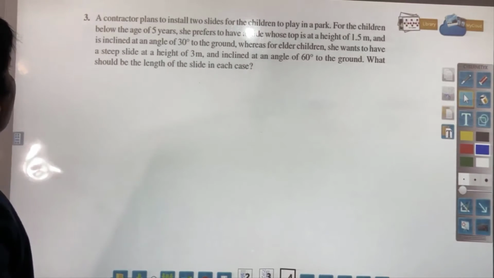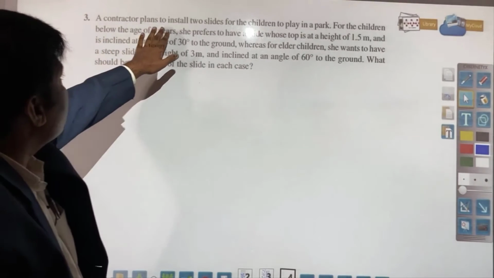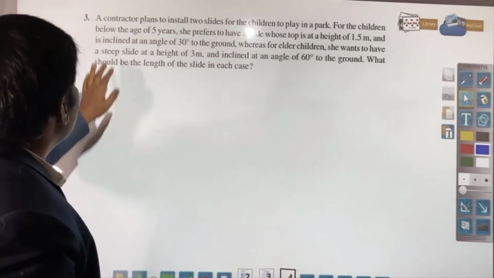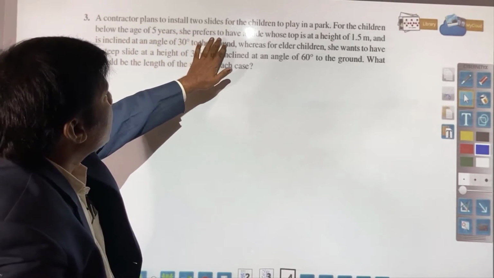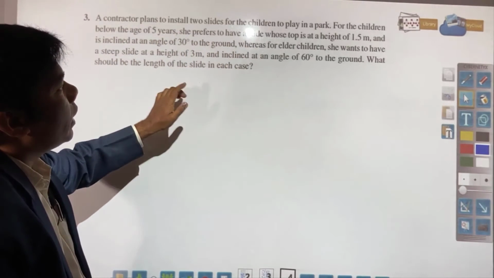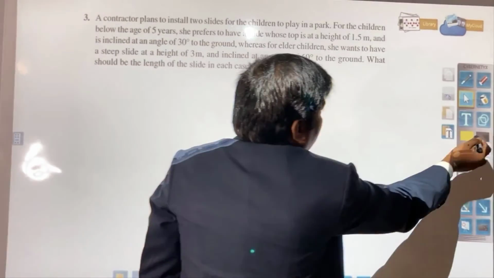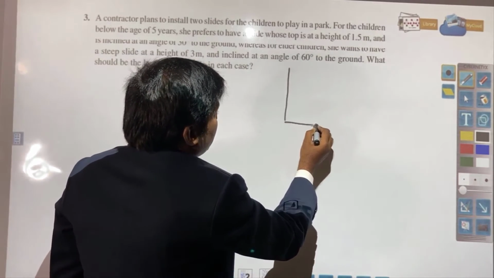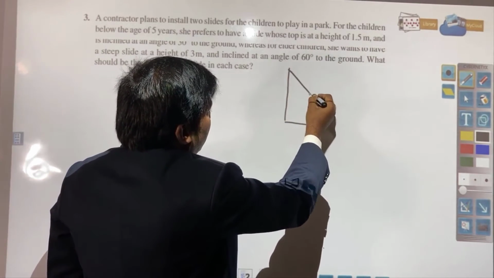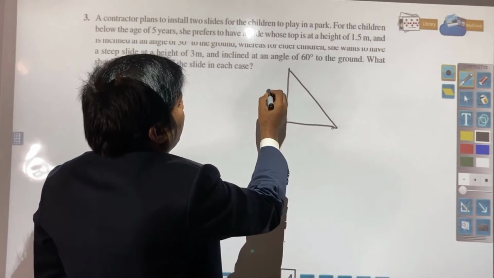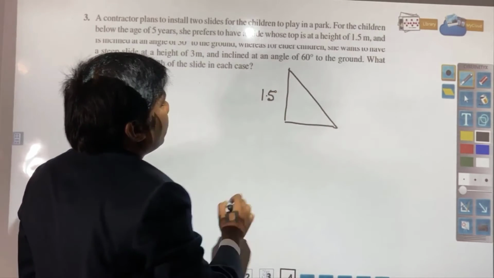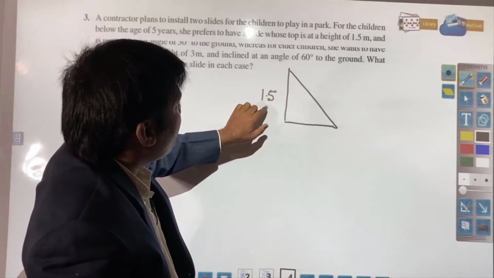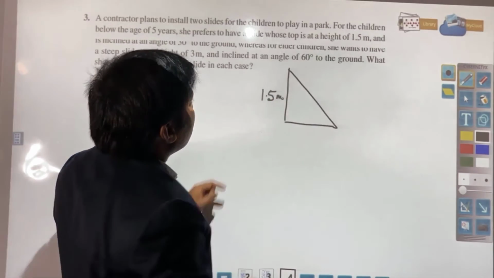Here you see a contractor plans to install 2 slides for the children to play in a park. For the children below the age of 5 years, she prefers to have a slide to stop each at a height of 1.5 meters. Here you see. Suppose in this way, this is the height and this is your slide. So for one part means two slides are required to be made. So one slide will be having height of 1.5 meters.